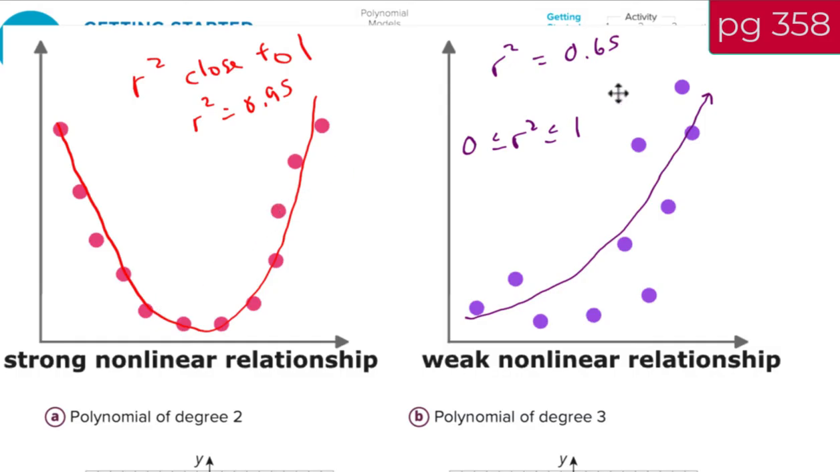That's never going to happen. But if it's a 0, it means the points are just on there randomly. There's no pattern whatsoever. And so the closer you are to 1, the better the model is for the data. It's a better fit.